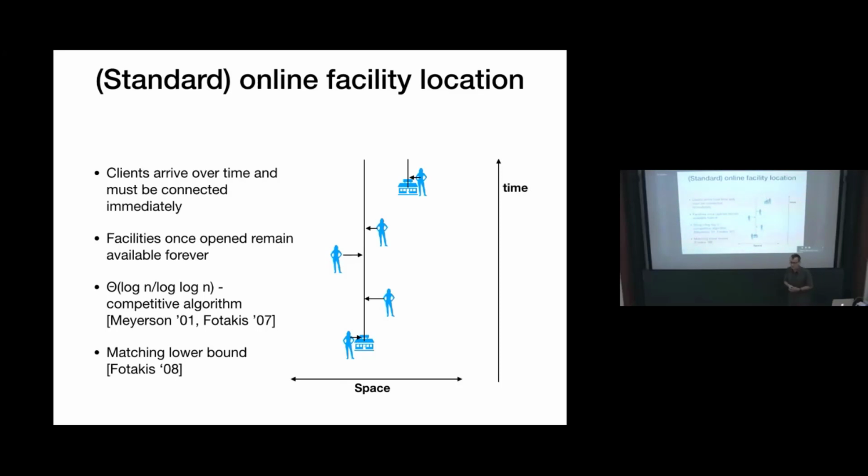In this online facility location model, the idea is that clients arrive over time, and your algorithm can open facilities, but then these facilities stay open forever. And once you decide to open a facility, later clients can connect to it. So that would be the standard online model. This model was studied, and it is known that log n over log log n competitive algorithms are possible. Better competitive algorithms are not possible. So I will no longer study this model. Let's move to something that's interesting.